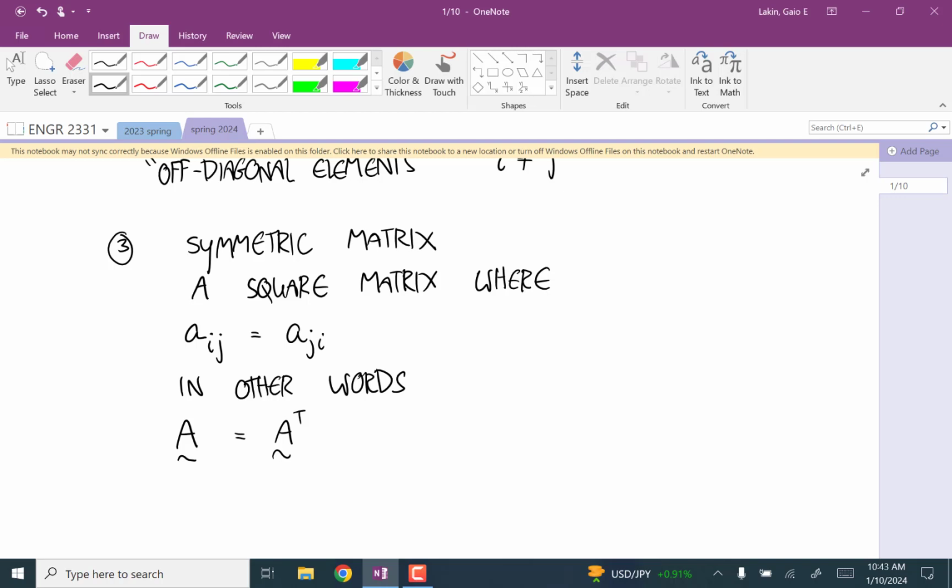It can't be symmetrical over a different line. Right, correct. Yep, it has to be over that diagonal.